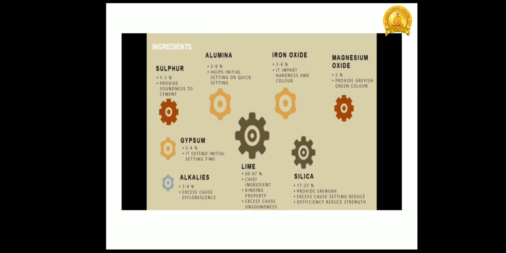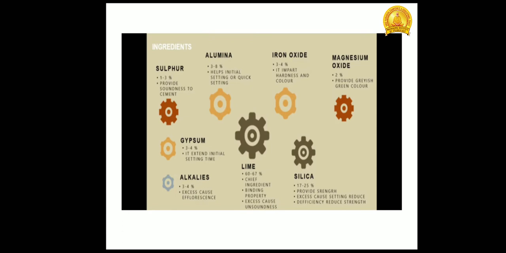Next to lime we have silica. Silica consists of 17 to 25%, and it is responsible for providing the strength of cement. Excessive use of silica can also have a detrimental effect on the cement, and it can cause a reduction in strength. Next to silica we have alumina. Alumina consists of 3 to 6%, and it helps in the initial setting or quick setting of cement.